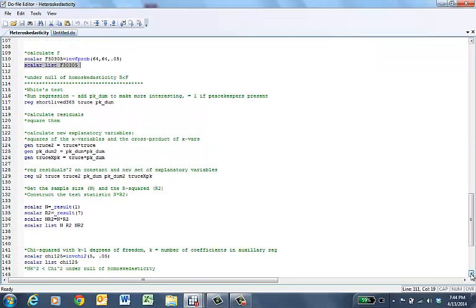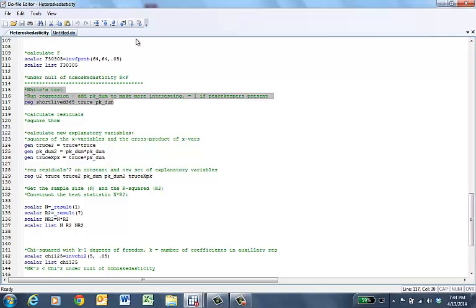So another test is the White test. And so the White test is a specification robust test, which means that it doesn't assume a specific functional form for your heteroskedasticity. So if you're not sure what the form of heteroskedasticity truly is, which in most cases you probably don't, White is a robust test to this.